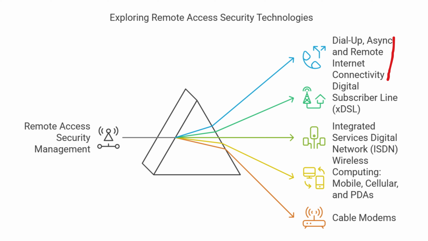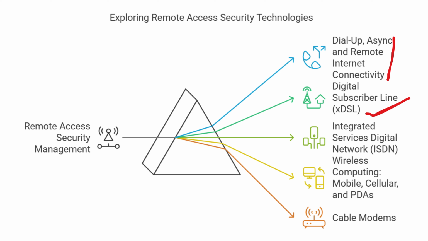Dial-up is an older technology where users connect to the internet using a phone line and modem. Async connections refer to asynchronous serial connections, often used in older network setups. Remote internet connectivity allows users to access corporate networks over the public internet, making security a major concern. Even though dial-up and async connections are mostly outdated, some organizations, especially in government and legacy systems, still use them, so security professionals need to ensure encryption and access controls are in place.